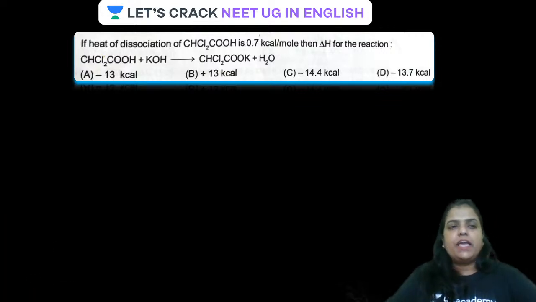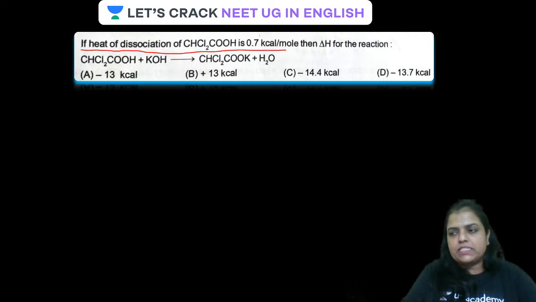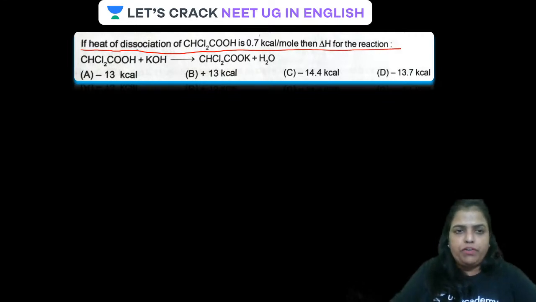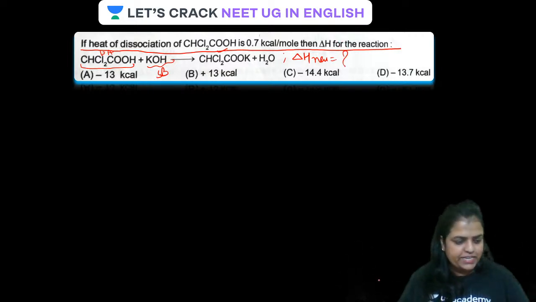Guys, if the heat of dissociation is given, yes, we have to follow the formula which we just followed. Guys, if the heat of dissociation of the given acid is 0.7 kilocalorie per mole, what is the delta H for the given reaction? It is very clear from here. This is a weak acid, guys. This is a strong base. And what is happening over here? This is a neutralization reaction. Therefore, salt is formed along with the formation of water. So for this, delta H will be called the heat of neutralization, which we have to calculate over here. Is that clear, guys?